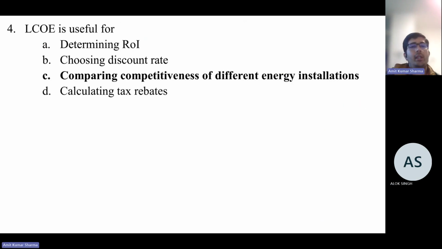So LCOE, levelized cost of electricity, is useful for determining rate of investment, choosing discount rate, comparing competitiveness of different energy installation, and calculating tax rebates. So you have to answer regarding the LCOE, levelized cost of electricity, and other metrics used to do the economics of a plant. So think about it and let me know the answer.